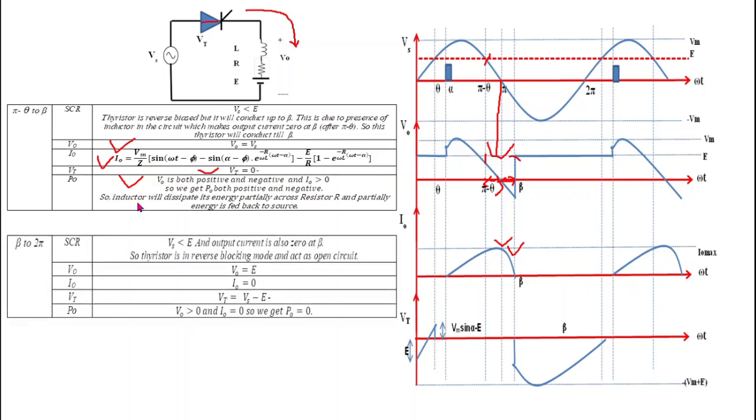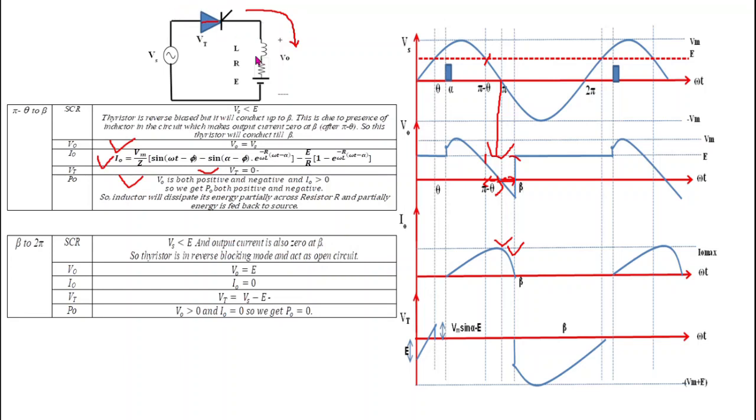Now see the operation from beta to 2 pi. From beta to 2 pi, we know that the output current becomes 0 at angle beta. So when the output current becomes 0 and the anode to cathode voltage of the thyristor is less than 0, that is negative, then the thyristor goes into reverse blocking mode, because VAK is negative and the current, which is responsible for keeping this thyristor turned on, has become 0. That's why the thyristor goes into reverse blocking mode and acts as an open circuit.